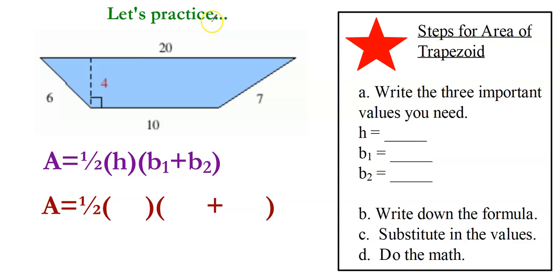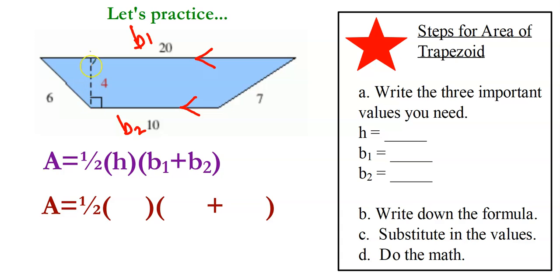So I'm going to point out there's a whole lot of numbers on this. You have to be smart, right? Not smart, you have to be strategic, right? I don't want to just put in some random numbers. I want to look at this trapezoid and find the 2 parallel sides. Once I've done that, I can call this B1 and I can call this B2, right? That's what I needed to do.